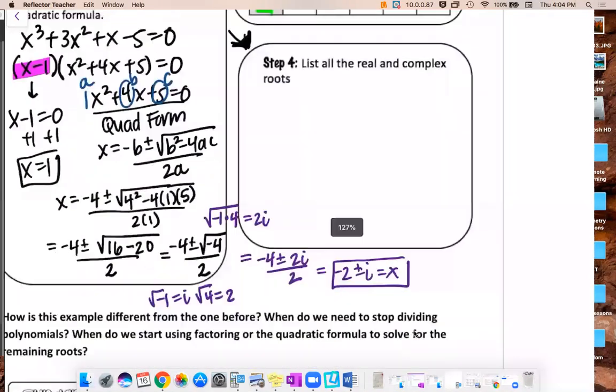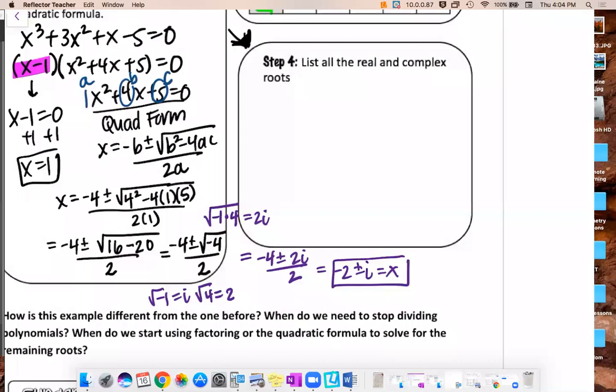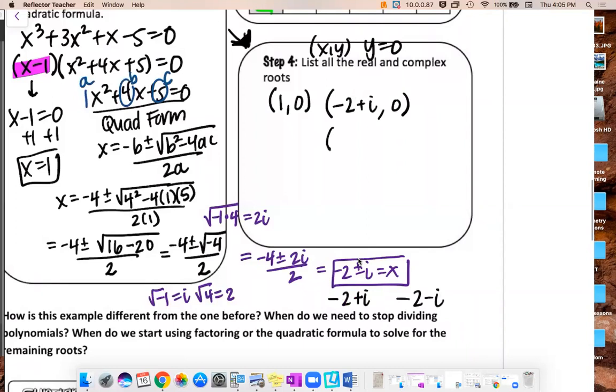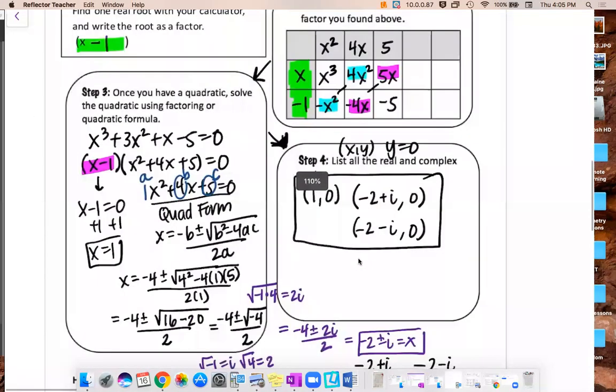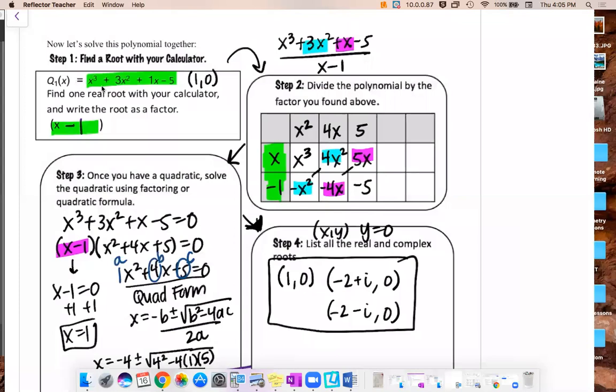Okay, so then let's write those out. Let's write them as points. So the first one, remember we're writing these as x comma y, where y is equal to 0. So if x is 1, one of your solutions is 1 comma 0. And then these ones are a little weird because you have a plus or minus. You technically have a negative 2 plus i and a negative 2 minus i. So one of my solutions is going to be negative 2 plus i comma 0, and negative 2 minus i comma 0. And then the way we know we're totally done with this problem is that we have a degree 3 polynomial to begin with, and I have 3 solutions written down, so I know that I am finished.